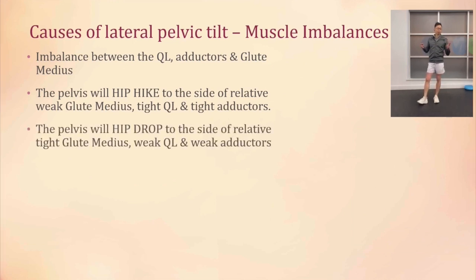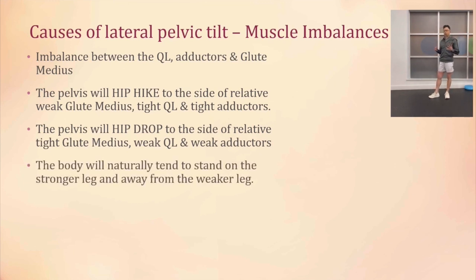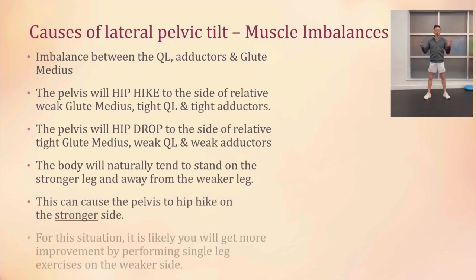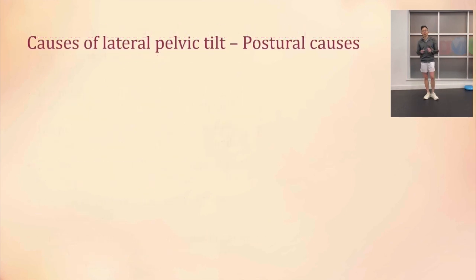Conversely, the pelvis will hip drop to the side of relative tight glute medius, weak QL, and weak and elongated adductors. And the body will naturally tend to stand on the stronger leg and away from the weaker leg. This can cause the pelvis to hip hike on the stronger side. For this situation, it is likely that you will get more improvement by performing single leg exercises on the weaker side.